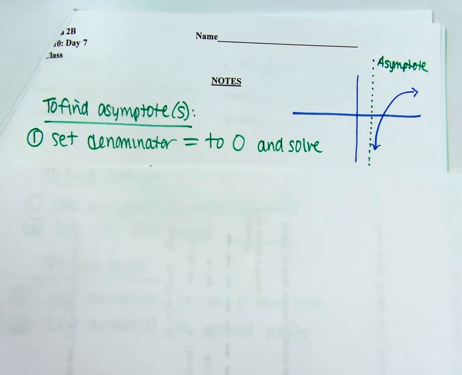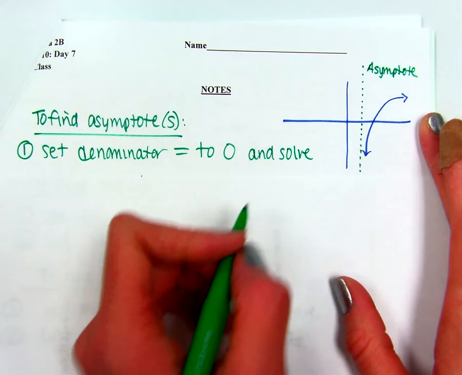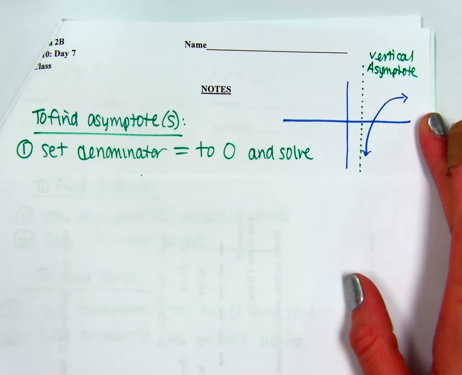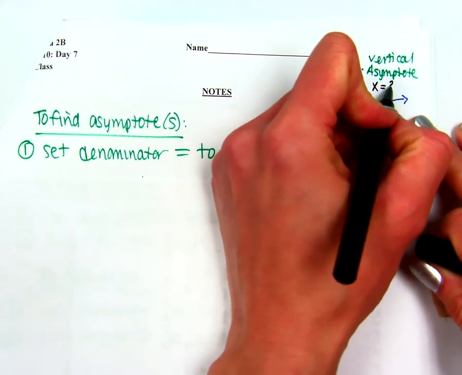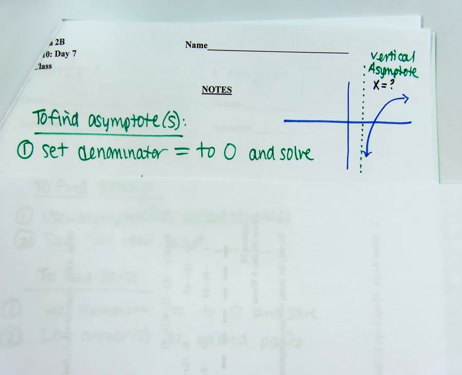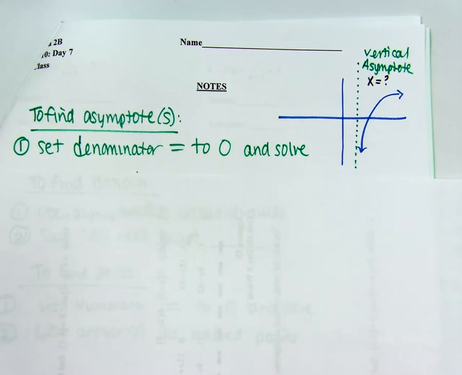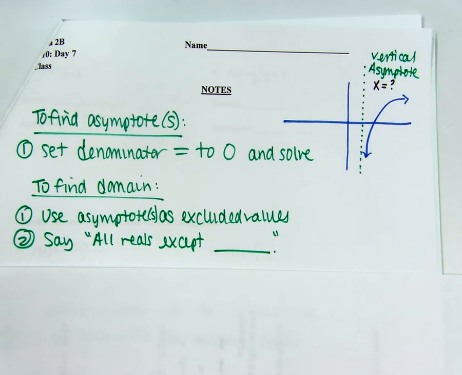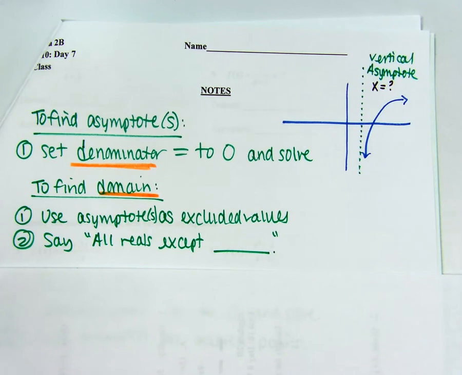That's called an asymptote. So all the asymptotes that we're going to talk about in this section are going to be vertical asymptotes. And all vertical asymptotes have an equation that starts with x equals something. So to find your asymptote, you're going to set your denominator equal to 0 and then solve. We're going to use the asymptotes to help us answer the next question of finding the domain. If you think about it, domain and denominator both start with a d. That should help you remember it.